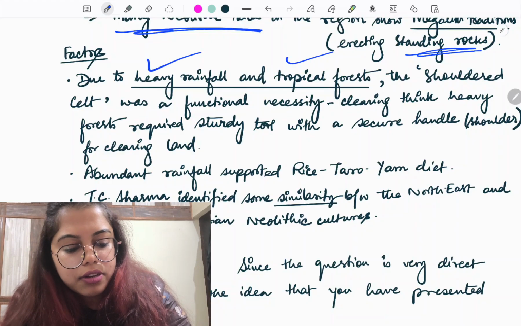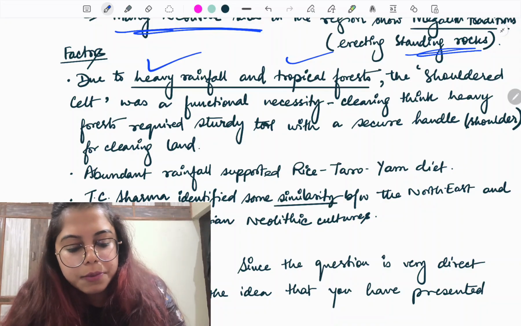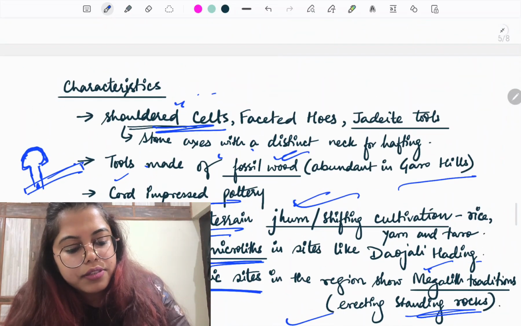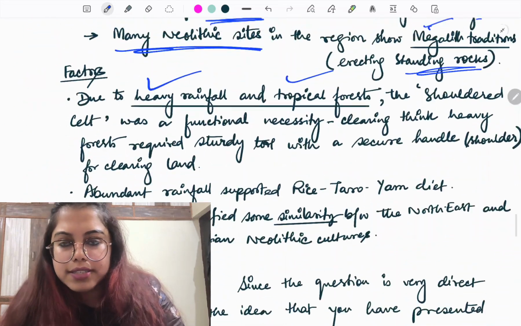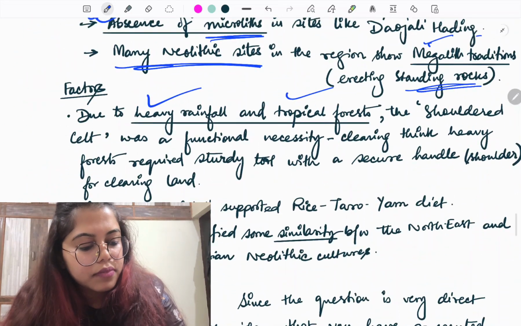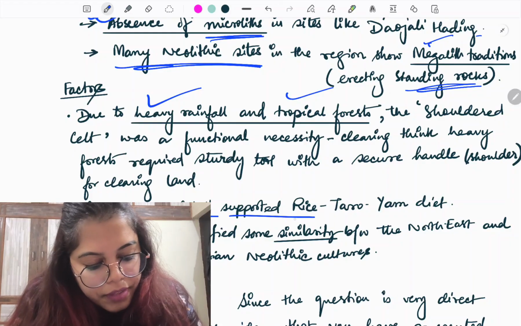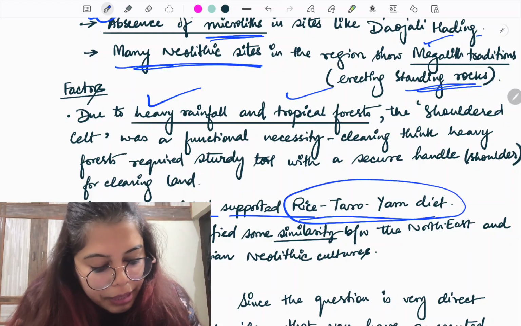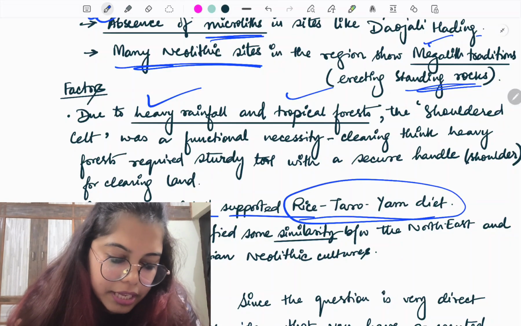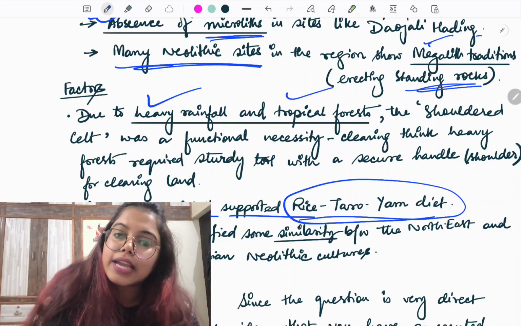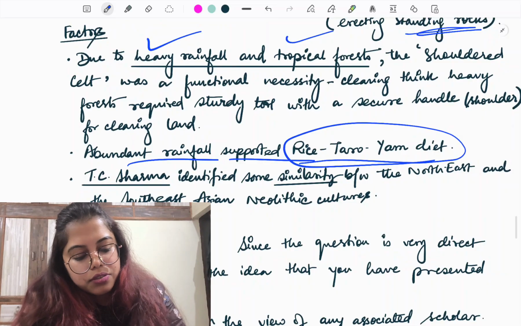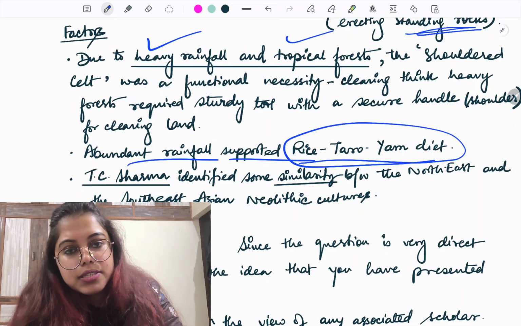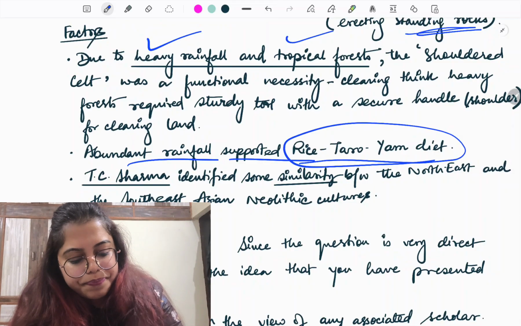Factors were heavy rainfall. Why were these characteristics there? Heavy rainfall, tropical forest. Tropical forest को काटने के लिए क्या चाहिए हमें? We need specialized tools, for example shouldered tools. Next, what we have is abundant rainfall which supported, yes, their main diet of rice, taro and yam. Rice, taro and yam diet all require rainfall. So that means diet was again shaped by ecology.